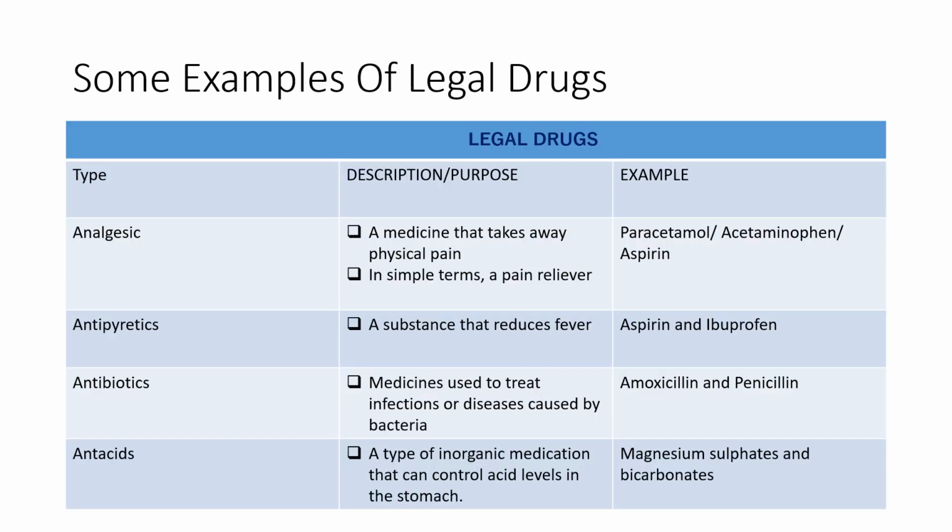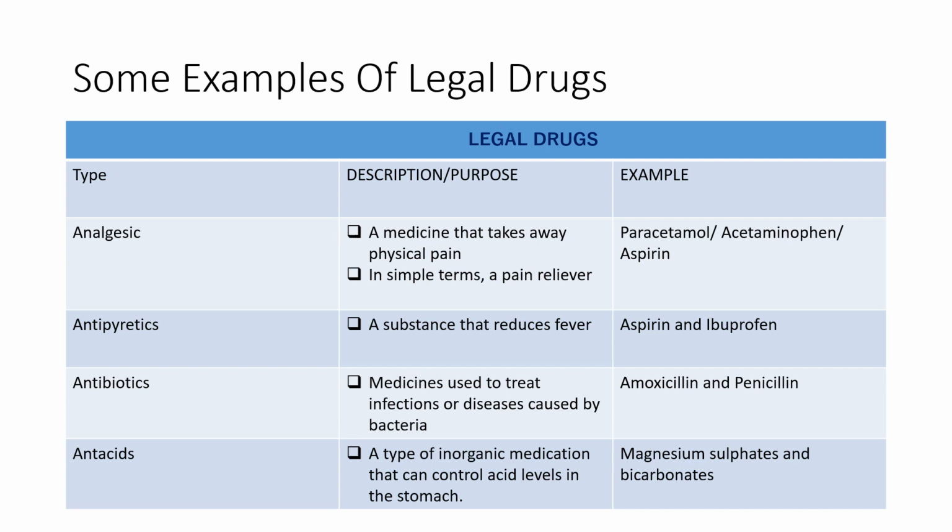Okay, here are some examples of legal drugs. The first type is analgesic. Analgesic is a medicine that takes away physical pain, or in simple terms, a pain reliever. Some examples of analgesic are paracetamol, acetaminophen, and aspirin. Another type is antipyretics. Antipyretics are substances that reduce fever, and some examples are aspirin and ibuprofen.